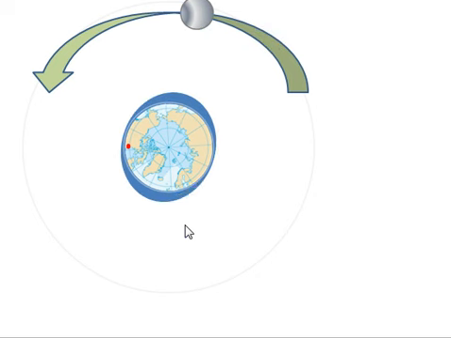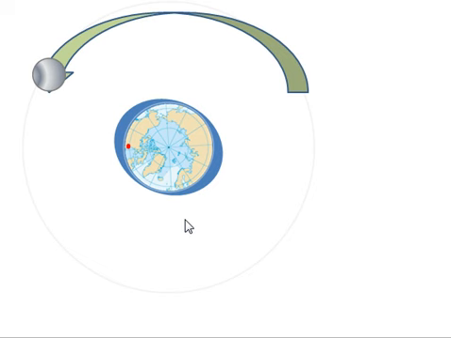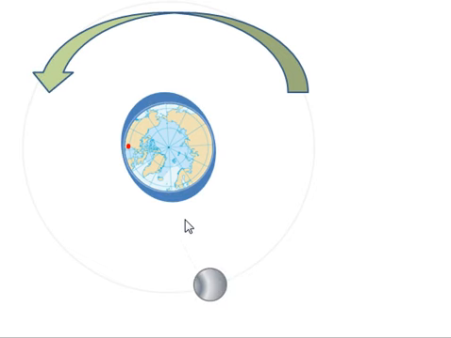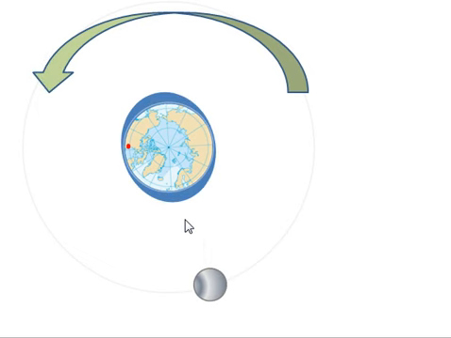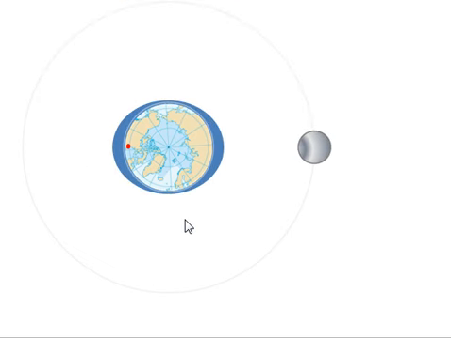Alright, now you also notice that as the moon continues to revolve around Earth, that throughout a month, remember it takes about a month for the moon to make one revolution around Earth, that location of the tidal bulge continues to shift the entire time.